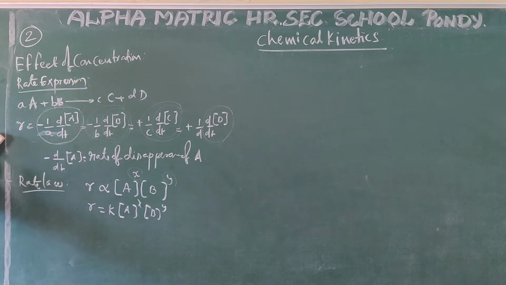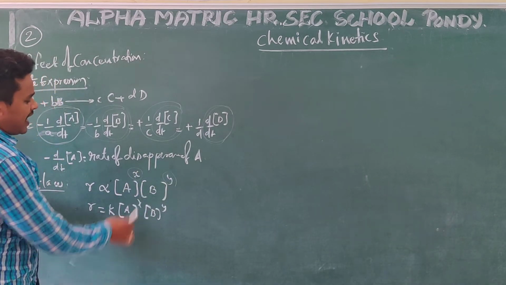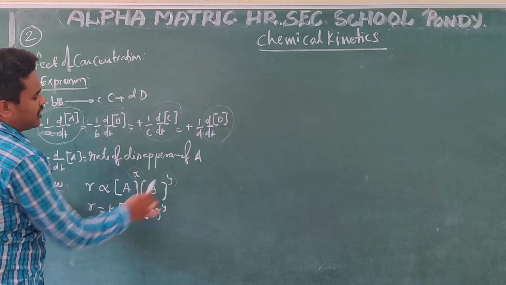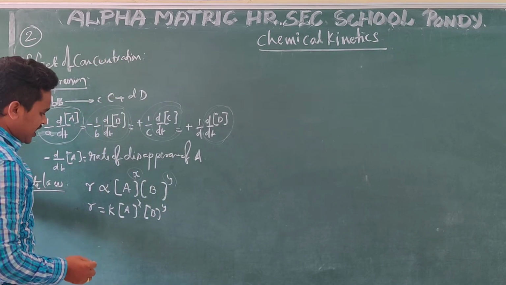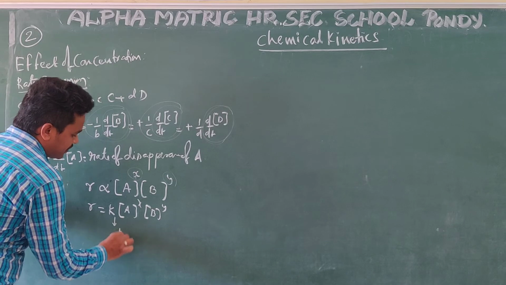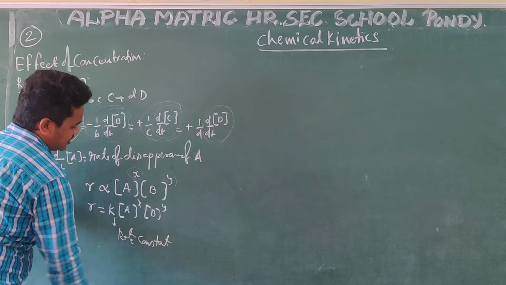This is the rate law. It is almost like the law of mass action. In the law of mass action, a and b will compulsorily be there. In a rate law, x and y are experimental. In the law of mass action, a and b come from the equation. Here, this k is called what? The rate constant. This k is called the rate constant.